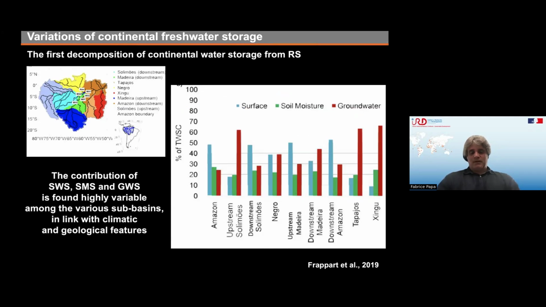Then you see that the Amazon is made of major sub-basins, and here we made this decomposition over each of these sub-basins. What we wanted to show is that depending on the geology and the characteristics of the basin, depending on whether you have a lot of inundated floodplains or floodplain forest, we confirm that the contribution is very different. And inside a major basin like that, the contributions are extremely sparse, going from 10 to 50%.